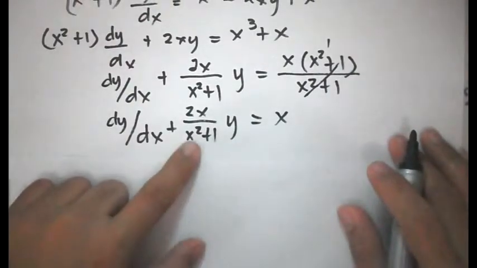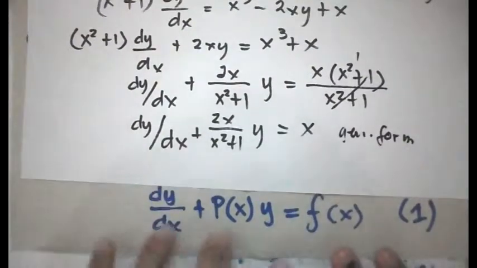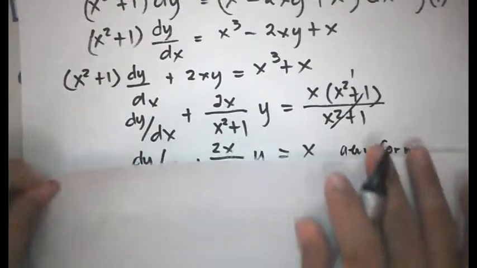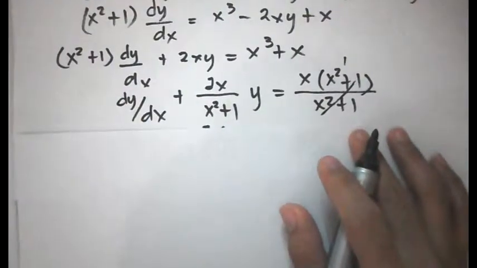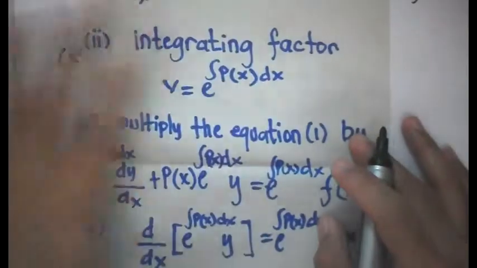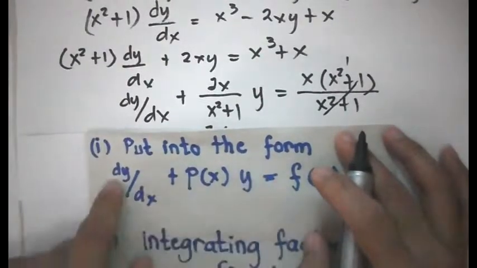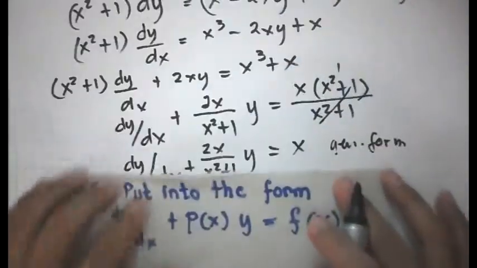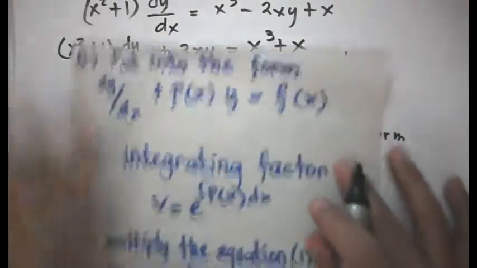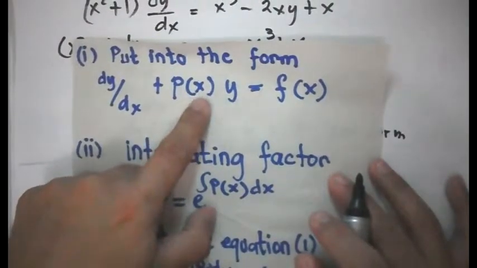So now notice that this is in the general form. I have already listed the steps, so no need to memorize the formula. I have here the list of how to solve the linear differential equation. First thing to do is put it into the form dy/dx plus p(x) y is equal to f(x), which we already did. Second is find the integrating factor v is equal to e to the power of the integral of p(x) dx.